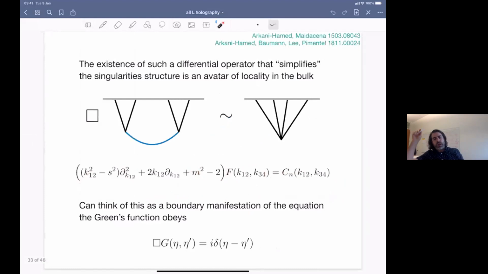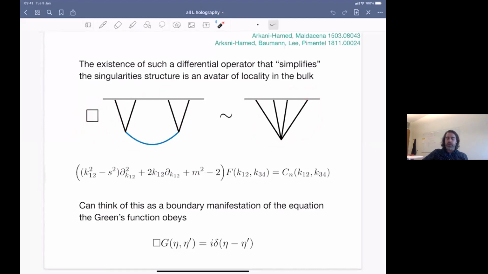Okay. And roughly speaking, you can think of the mere existence of this differential operator, which simplifies the singularity structure, as an avatar of bulk locality. Roughly speaking, what I'm telling you is I have some object that has the singularities of an exchange diagram, and then I have a differential operator that I can act on it with, which generates an object that has the singularities of a contact interaction in the bulk.